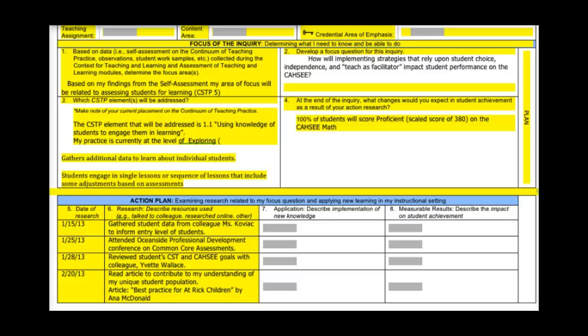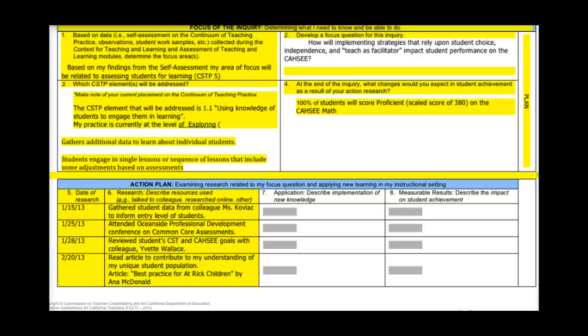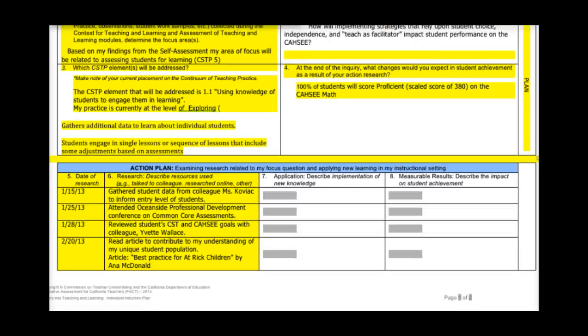If they're in year two, they haven't done Module B, but for both year one and year two, note that number one here says, based on the data, the self-assessment in the continuum of teaching practice. So as the teachers have moved forward in this self-assessment, we're hoping that what sort of comes to the surface is some areas that they really want to investigate in terms of their teaching practice. So the first question is asking teachers to describe, based on the information that came from the self-assessment, which CSTP will they focus on.